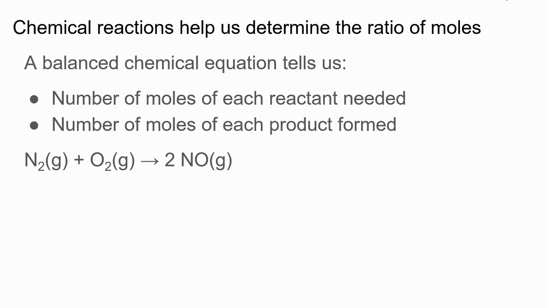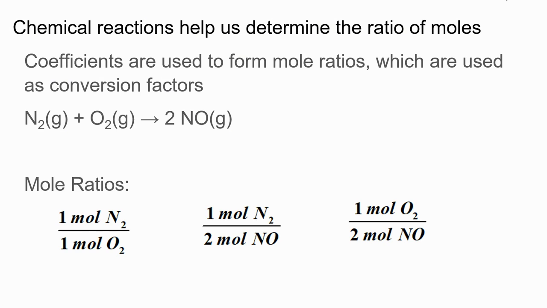Okay, so we are going to use that ratio, this is also a conversion factor. If I have this many moles of nitrogen, how many moles of NO gas could I produce? So these are the mole ratios that we can get from this equation. I have 1 mole of nitrogen for 1 mole of oxygen, 1 mole of nitrogen for 2 moles of NO, and 1 mole of oxygen for 2 moles of NO. So I'm just using the coefficient in front to get those mole ratios. This is a 1.